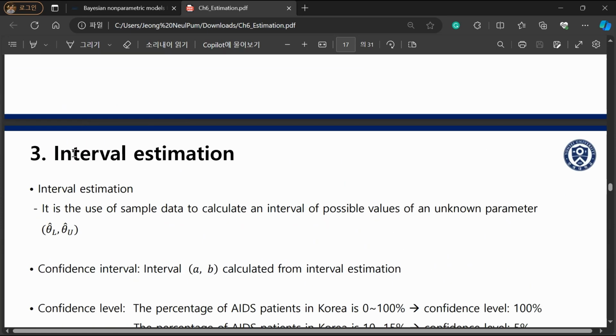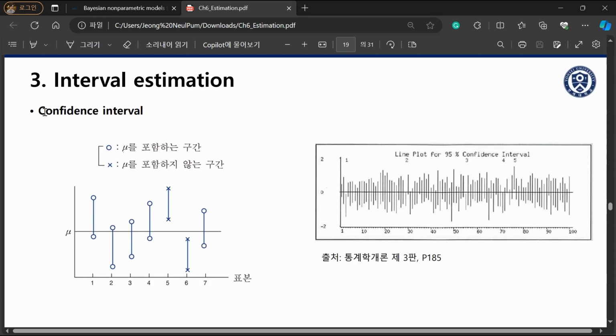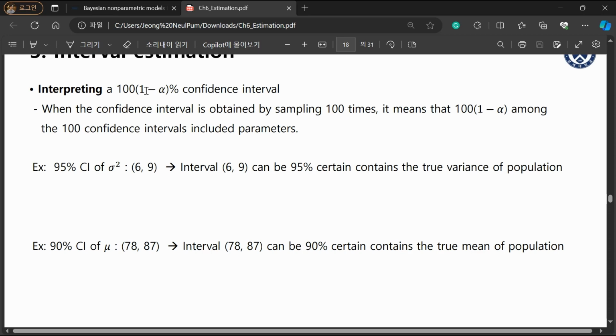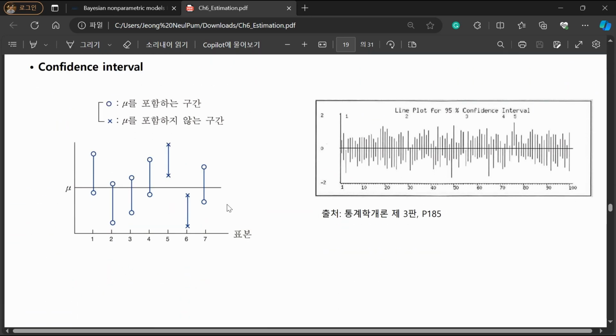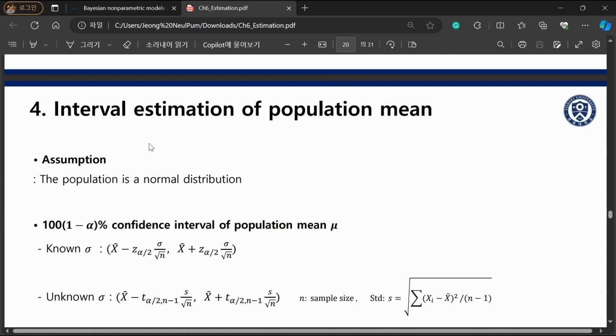Today we are going to deal with interval estimation, because you already know how to construct the confidence interval, especially the 95% confidence interval or any other confidence interval like the 100 multiplied by 1 minus alpha percent confidence interval. If we have our confidence interval, we can say that we are 100 multiplied by 1 minus alpha percent sure whether our parameter mu or any other parameter is included in the interval or not. This is what interval estimation tells us.